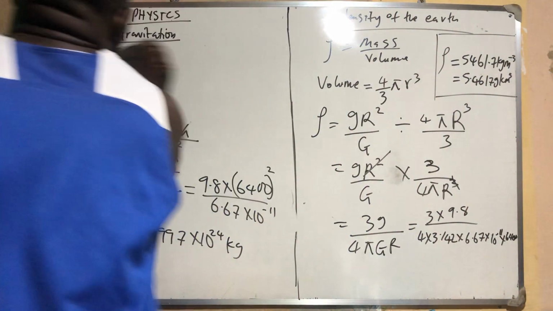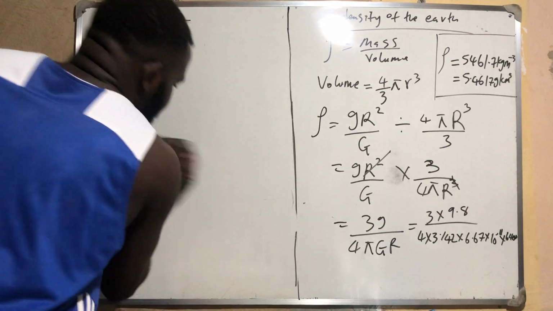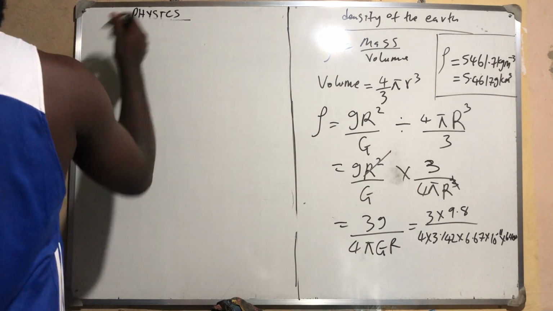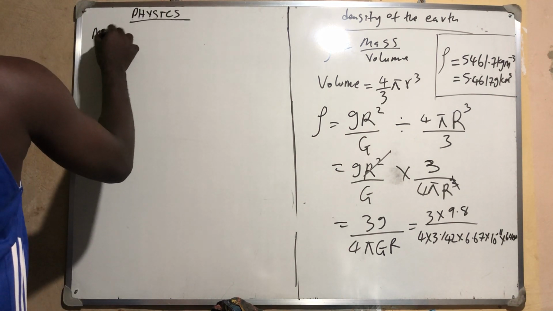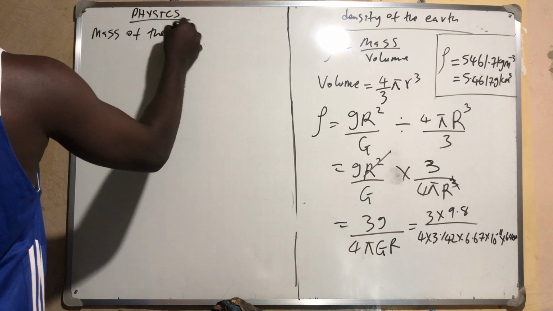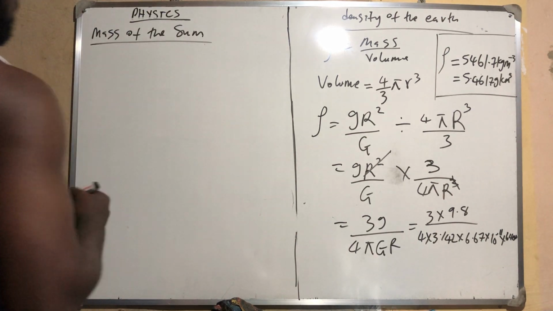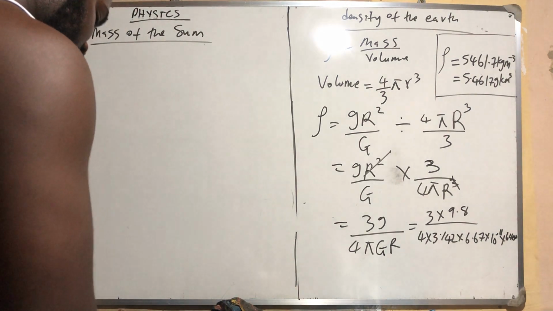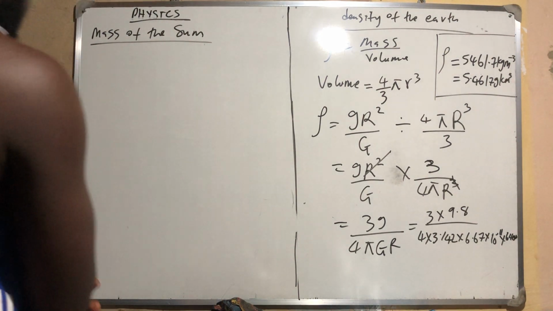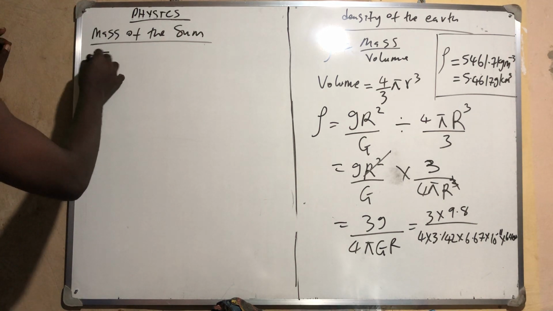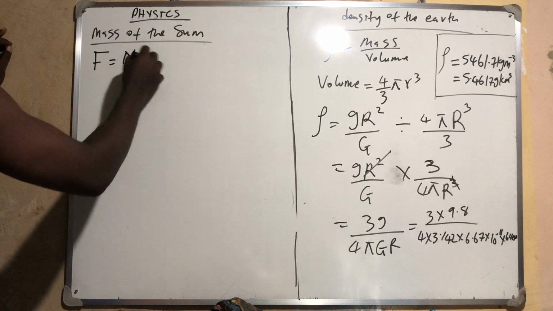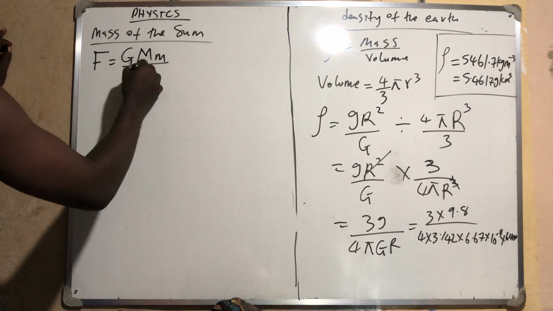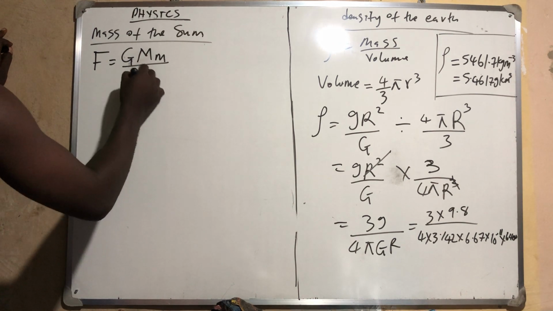The next thing we'll move to is the mass of the sun. All these things are constant. So if you don't know how to derive them, you can just cram the constant. Sometimes they will give it to you, sometimes they will not. So we have that our force is equal to G M m all over R squared.